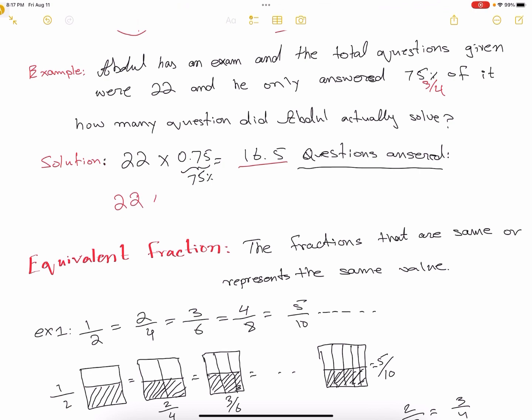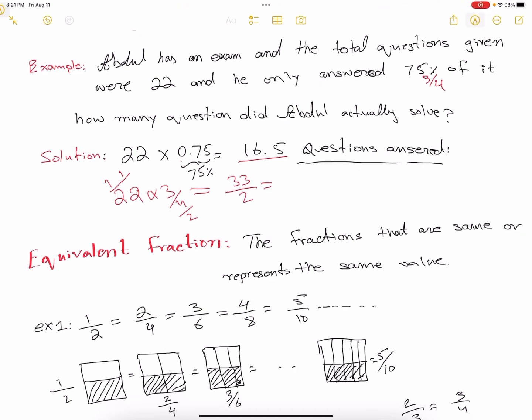Or we can write it down as a fraction: 22 times 3 over 4. So we can simplify this. 22 over 4 simplifies to 11 over 2, and 11 times 3 will be 33 over 2.